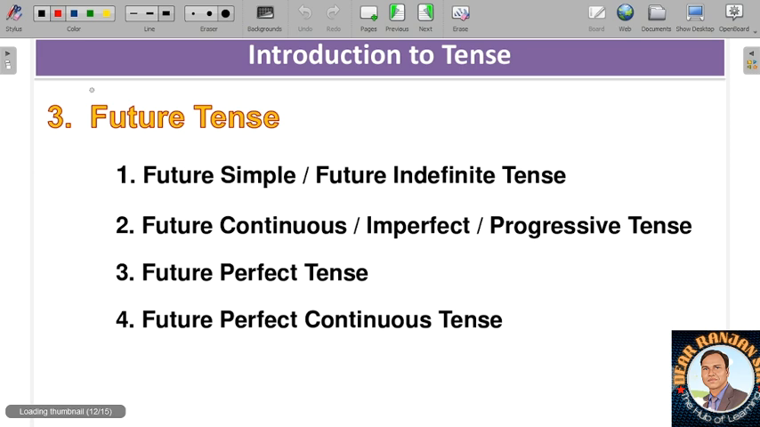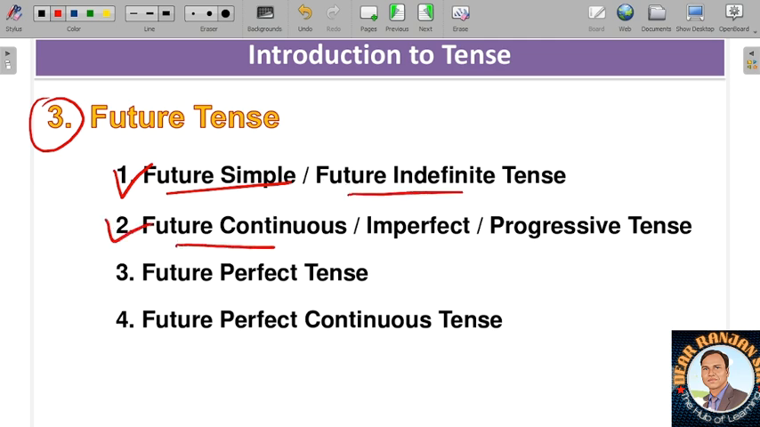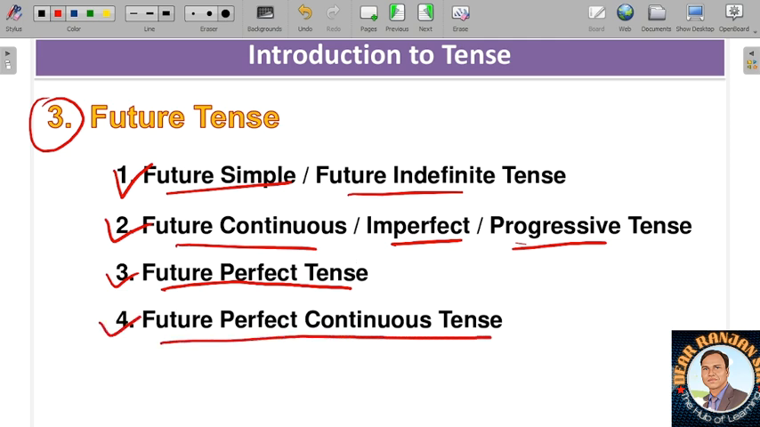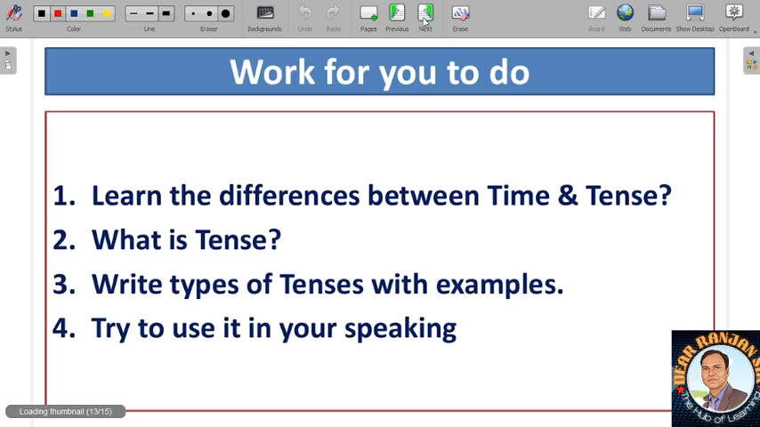Next, the future tense. It is also subdivided into 4. That is future simple or future indefinite. The second one, future continuous, imperfect or future progressive. The third one, future perfect tense. The fourth one, future perfect continuous tense. So this is all about the introduction to tense we studied today.